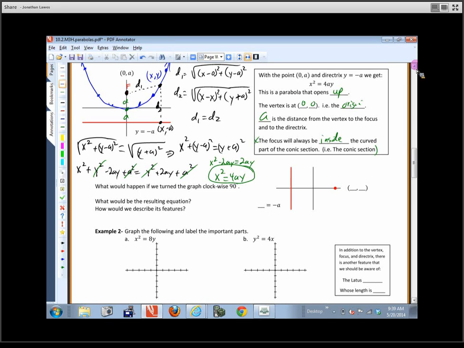Okay. Guess what would happen if we did this? So if I tilted this 90 degrees, this line isn't y equals negative a anymore. It would be x equals negative a. And this point right here is still the origin. This point, the focus, its coordinates would now be a comma 0. X's and y's switch, right? If we tilt it to its side there. Anybody want to take a guess at what happens to the equation? It used to be x squared equals 4ay. Guess what it is now? Y squared. Y squared equals 4ax. Okay?